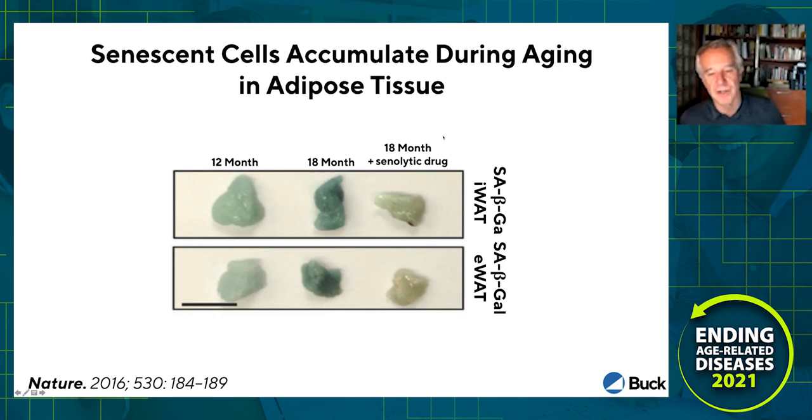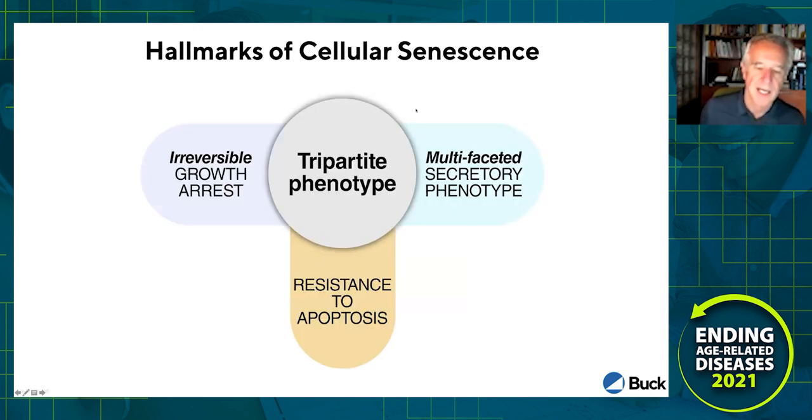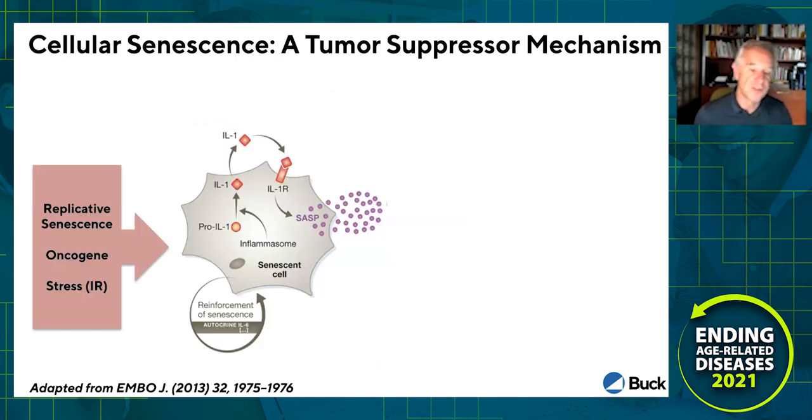This mouse has been treated with a senolytic drug. You can see a reversal to a low level of beta-gal staining. And this is present in two different forms of adipose tissue. Now, senescence itself is characterized by a tripartite phenotype of irreversible growth arrest, resistance to apoptosis, but particularly interesting is the so-called SASP, the multifaceted secretory phenotype. So what is the SASP? So first, on this other side, I'm showing you the typical pathways that lead to cellular senescence.